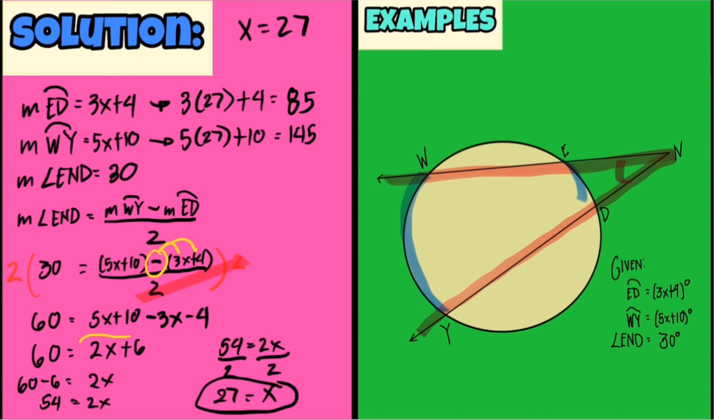That's it. So if you want to verify this using the formula, you're going to have 145 for WY minus 85 for ED, divided by 2. 145 minus 85 will give you 60, divided by 2, that will give us 30.